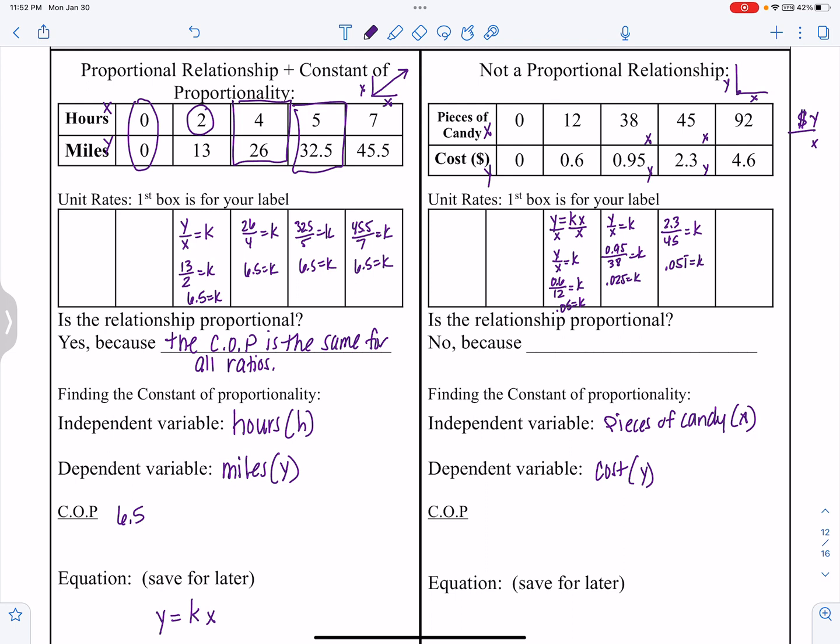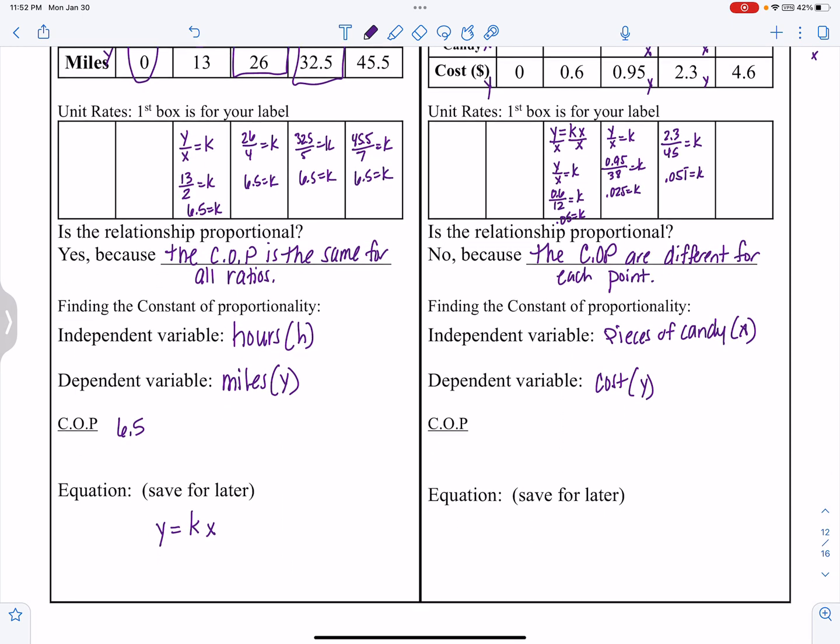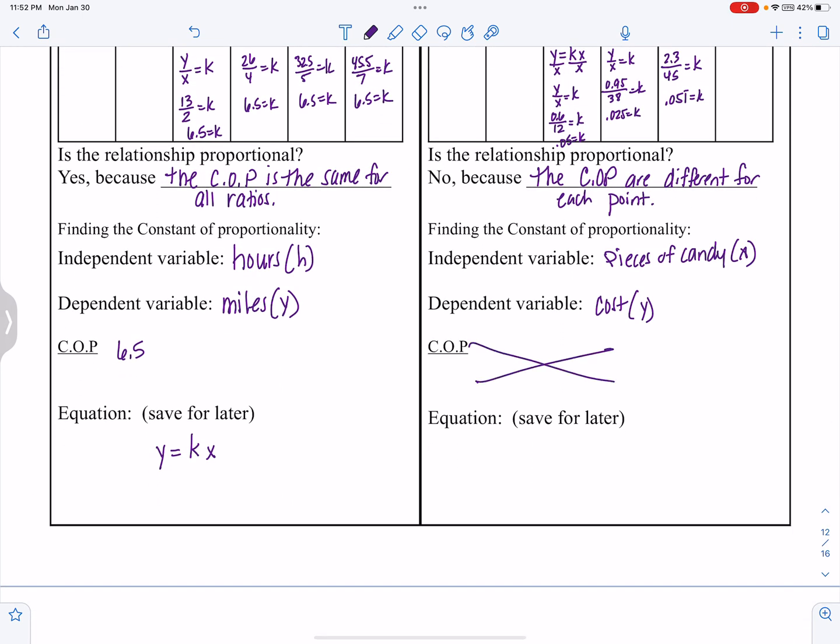Is the relationship proportional? No, because the COPs are different for each point or ordered pair. Okay, all right. So we don't have a constant of proportionality for this. And again, just remember that our equation was y equals k times x. So what times x gets me my y.